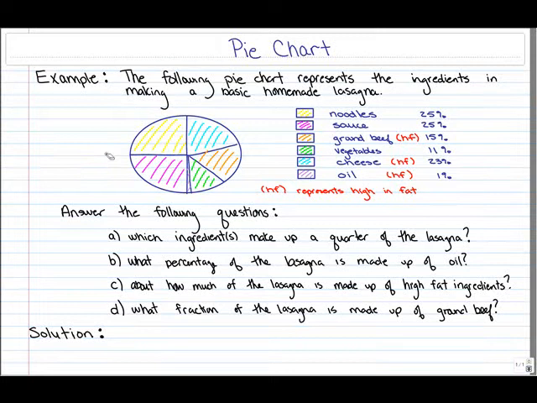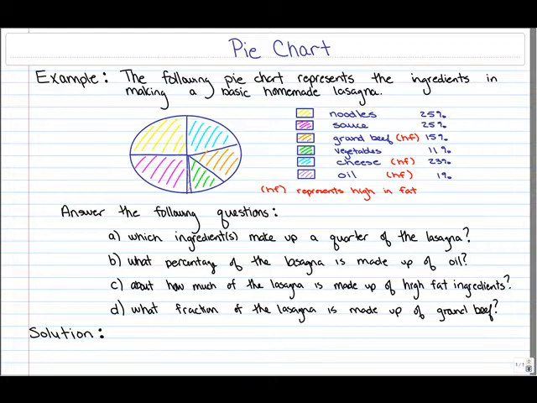The following chart represents the ingredients in making a homemade lasagna. So here on the right in the legend, you'll see a breakdown of the ingredients and the corresponding percentage which is made up of this lasagna. So you'll notice that the noodles here make up 25% of the lasagna and it's shaded in yellow. So here represents the noodles, 25% of your pie chart. I want you to now pause the video and go ahead and answer the following questions A through D.